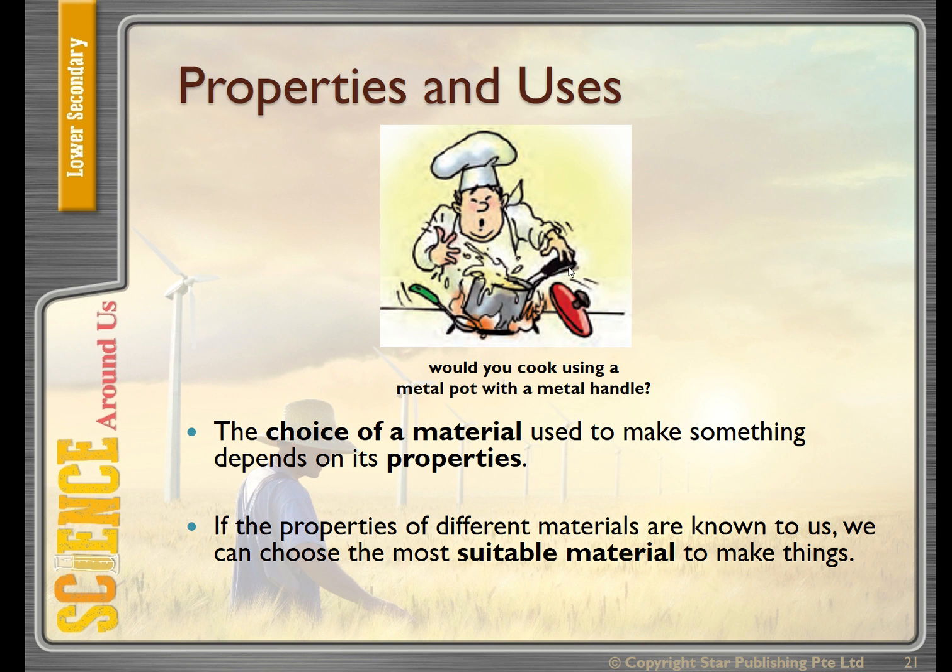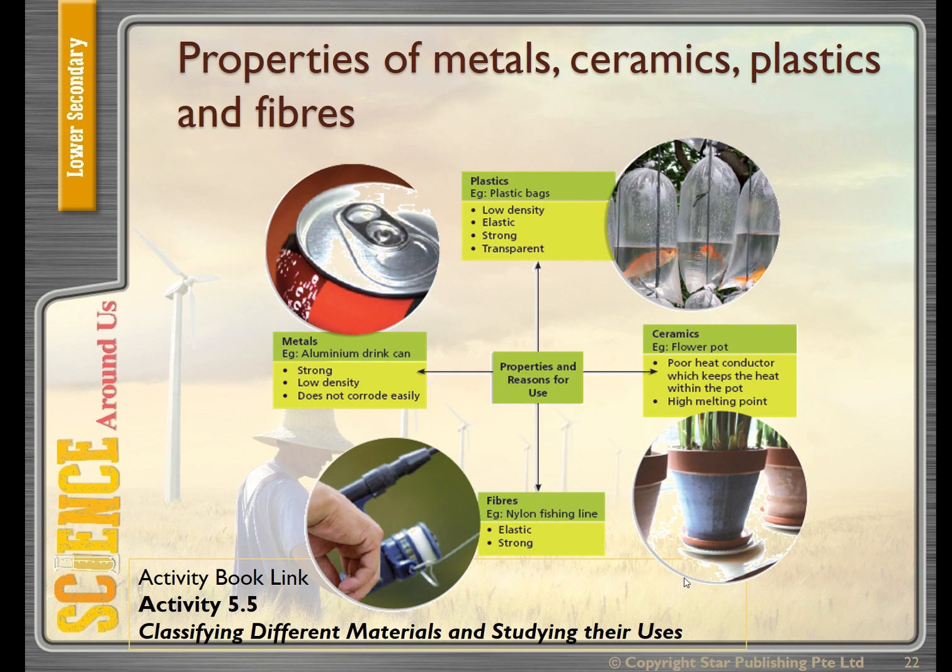Then for the handles of the pot, would you want your handle to be made out of metal? Wouldn't it be very hot for you to hold the pot? So for handles of pots as well as pans, you'll see that at the end, usually you will have a material that has very poor thermal conductivity, things like plastic or wood. So once we know the different properties, we will be able to choose the best materials to make different things. These are some examples of the different materials and their properties.